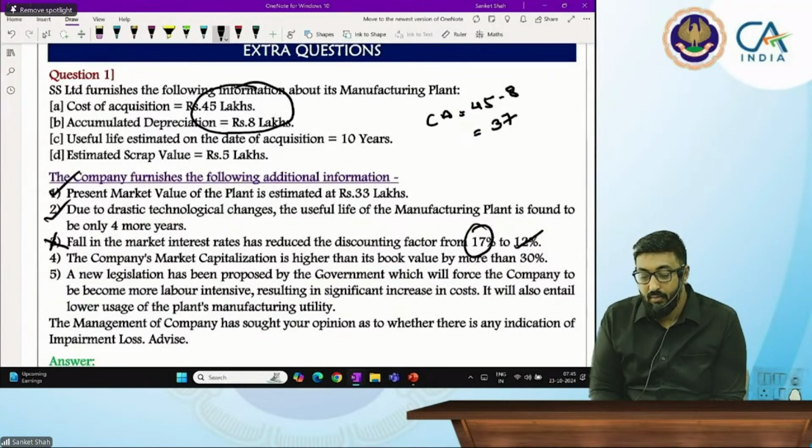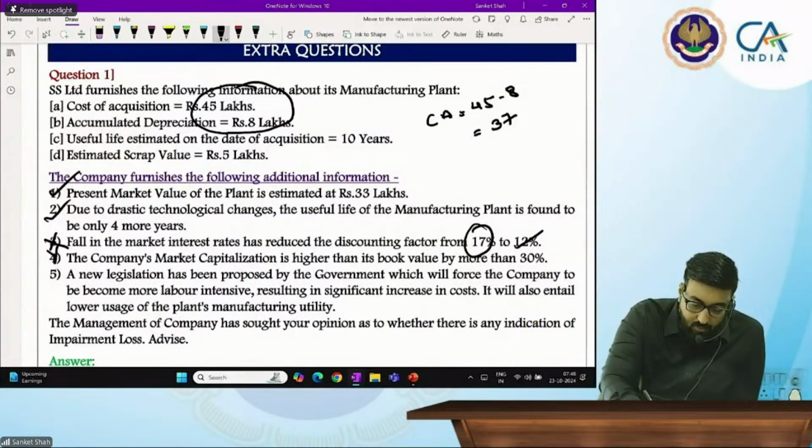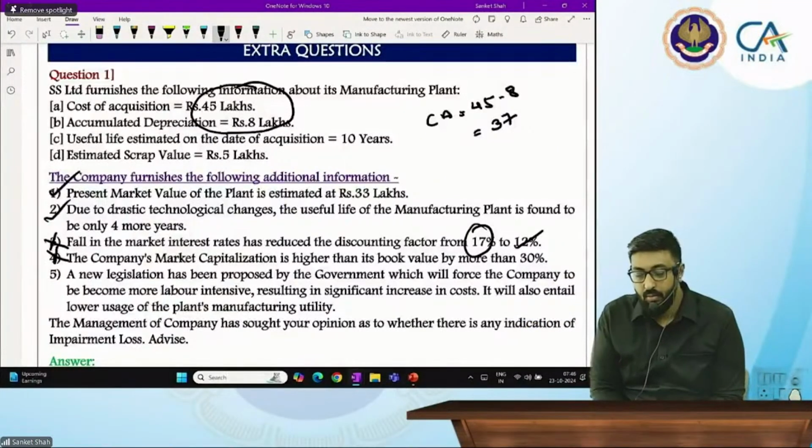The company's market capitalization is higher than its book value by more than 30%. In the market, you are getting more value than your book value. So is it an indicator or not? Indicator, sir. If you are getting more than book value in the market, will there still be impairment? No, sir. Net book value must be more than market capitalization. Why are you not using common sense? If I'm getting higher in the market, why would I impair the asset?